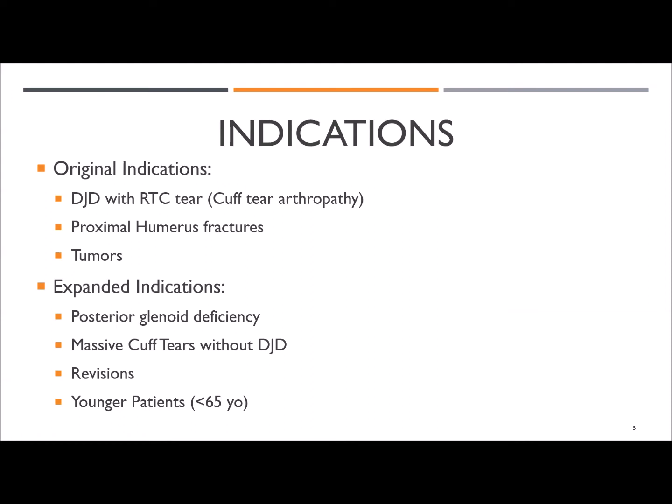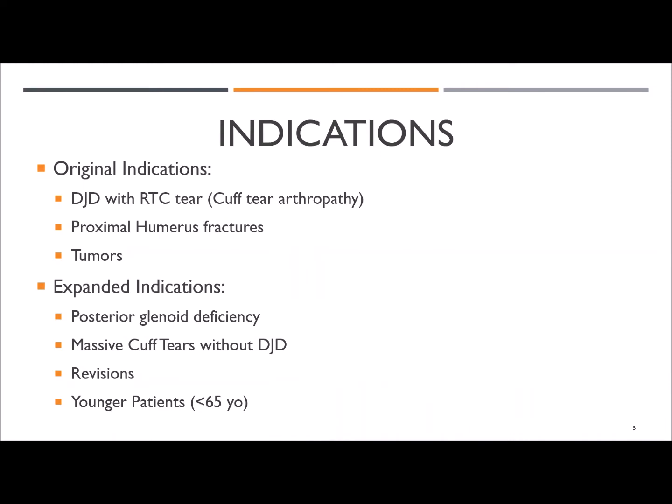So some of the original indications, like we talked about, were arthritis with rotator cuff tears or cuff tear arthropathy. And the reason for that is because if you do an anatomic total shoulder without a working rotator cuff, then you lose abduction and external rotation actively. And so they start shrugging and they don't have good function of their shoulders. And so reverse shoulder design was to compensate for the lack of the rotator cuff function, and it worked very well. And so other indications early on were proximal humerus fractures and tumors.